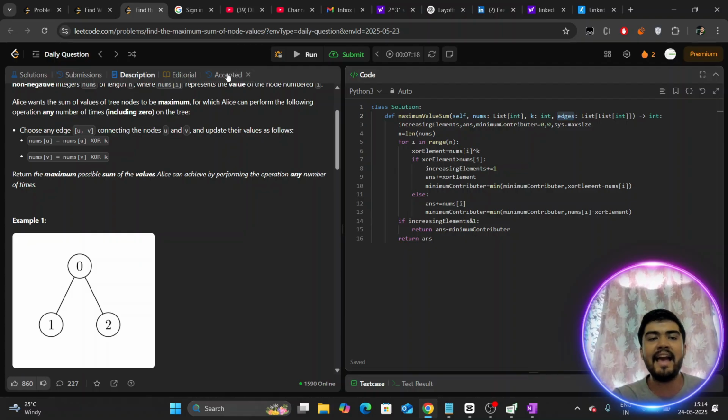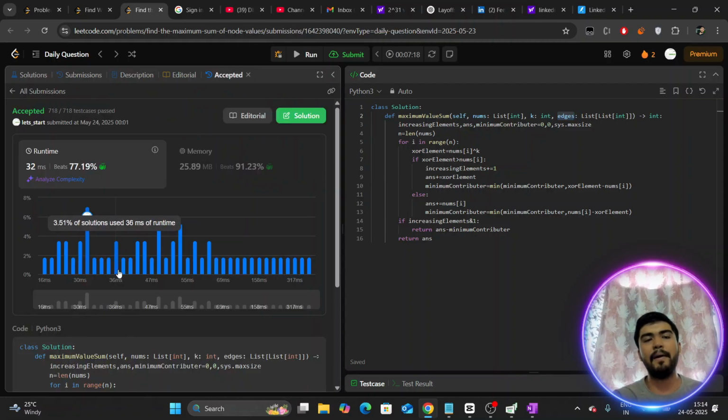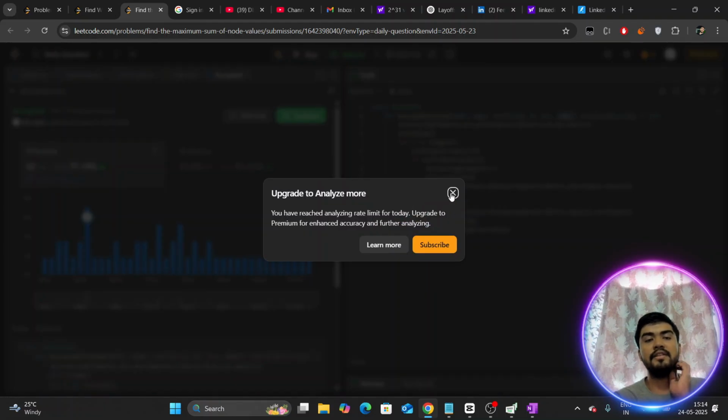Yes, and you can see I have submitted it, and it is bound to be the most optimal solution. And I think I have reached the daily limit.